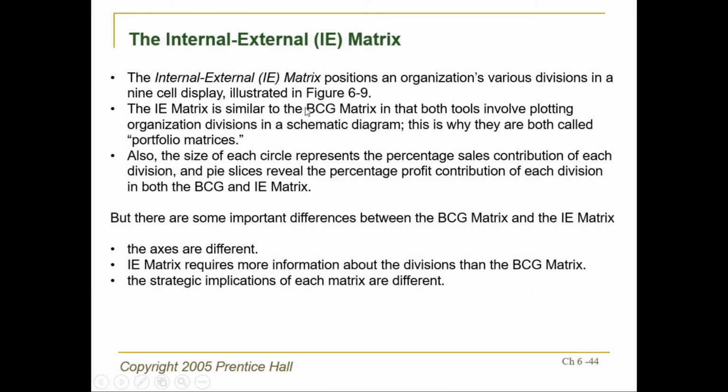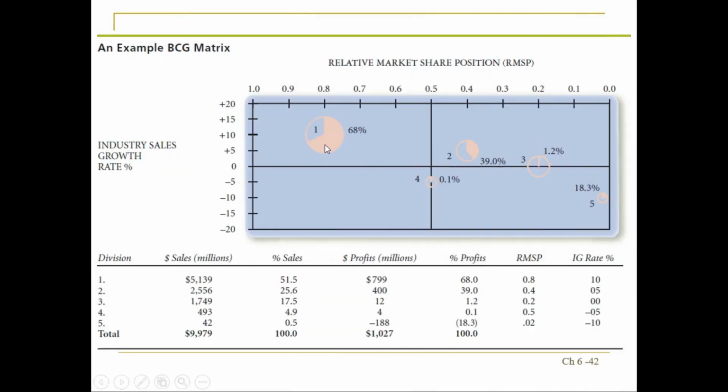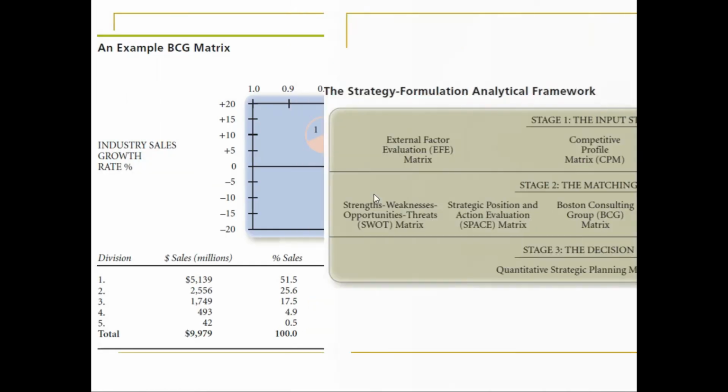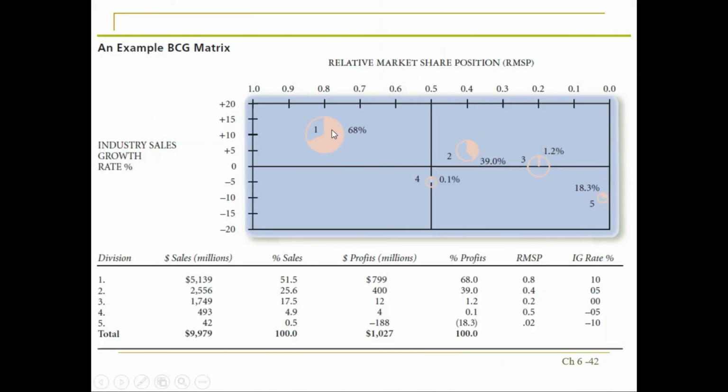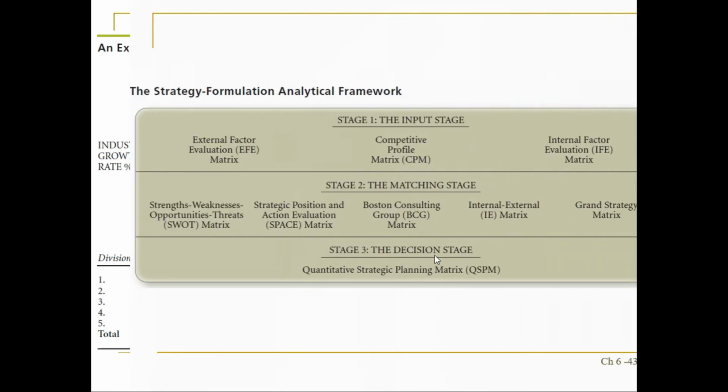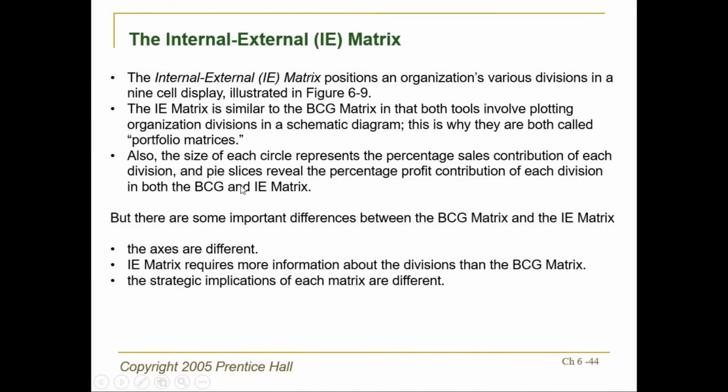The IE matrix is similar to the BCG matrix in that both tools involve plotting organization divisions in a schematic diagram. This is why they are both called portfolio matrices. The BCG matrix and IE matrix are collectively called the portfolio matrices. Also, the size of each circle represents the percentage sales contribution. As I told you, the size of this particular circle shows you the sales, the revenues. And the pie slice reveals the percentage profit. The pie slice, this pink area, shows the percentage profit. I have already explained this in the BCG matrix.